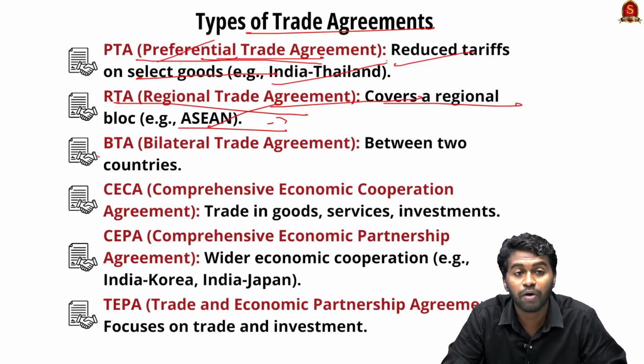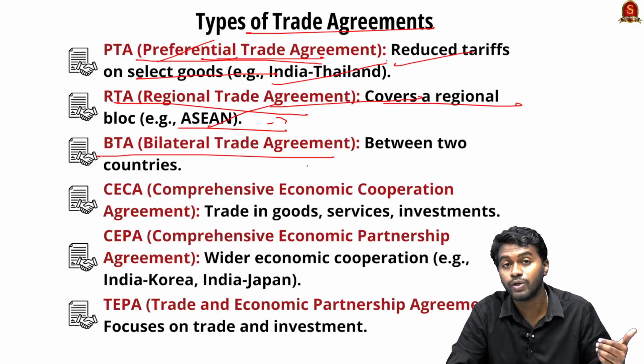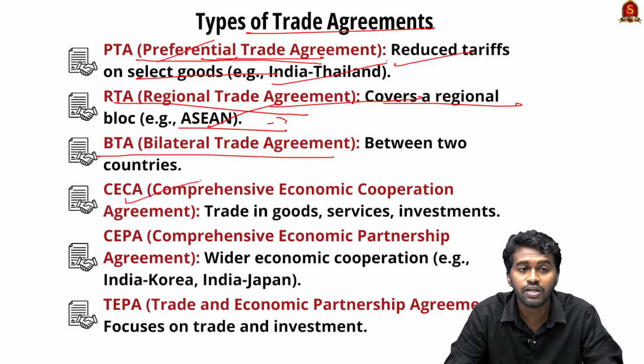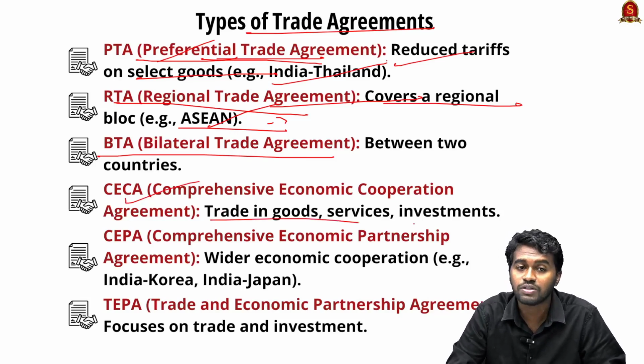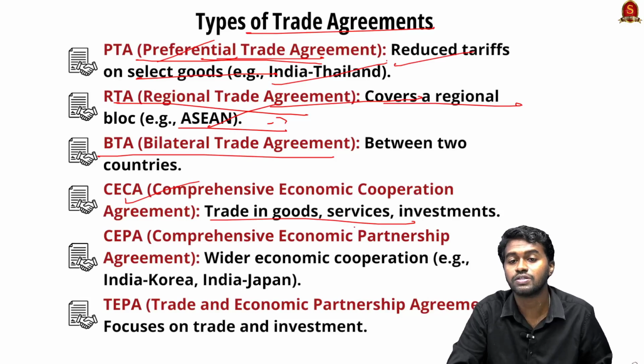And the next is the bilateral trade agreement. It's a trade agreement between 2 countries. And the next is the CECA, that is Comprehensive Economic Cooperation Agreement. It covers trades in goods, services, and investments.